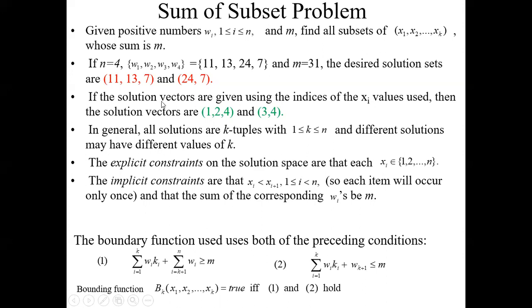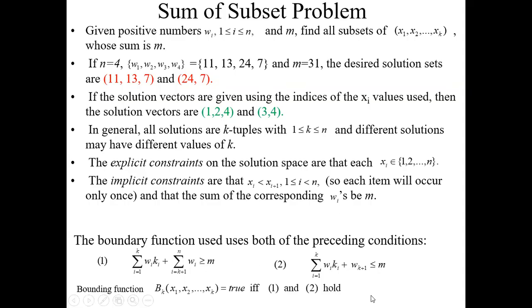So your solution could be this type, your solution could be this type. In this case, it is not a fixed tuple. So what we are showing here are the item numbers that were picked. So this is first, second and fourth item, third and fourth. Again, there will be concept of explicit and implicit constraints over here. The explicit constraints are your n items, 1 to n items you have to take. And implicit constraints are xi value should be less than xi plus 1 value. That is, you're picking items in the sequence so that each item occurs only once.